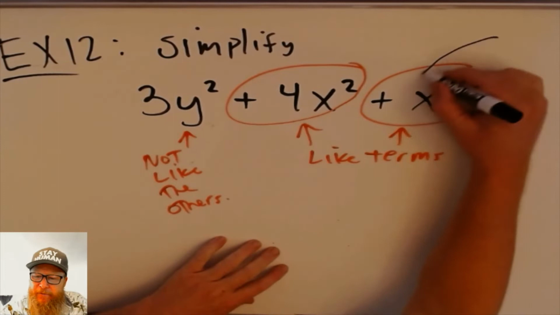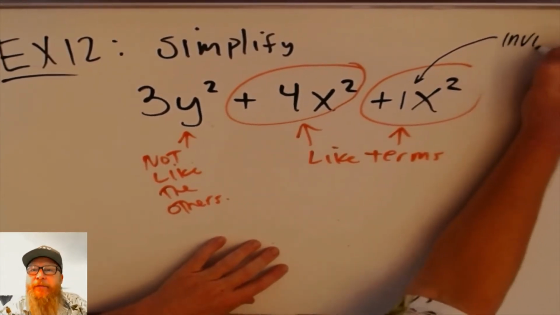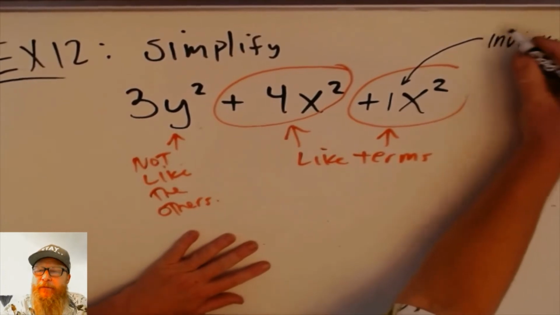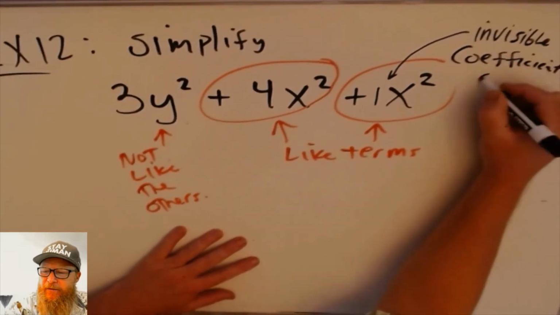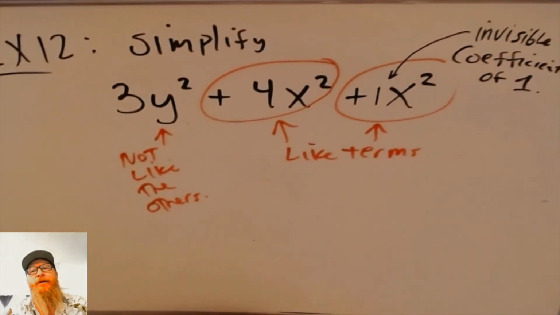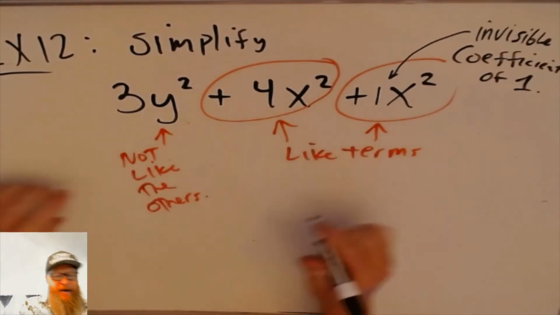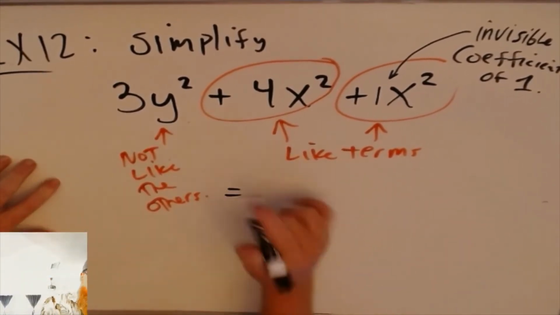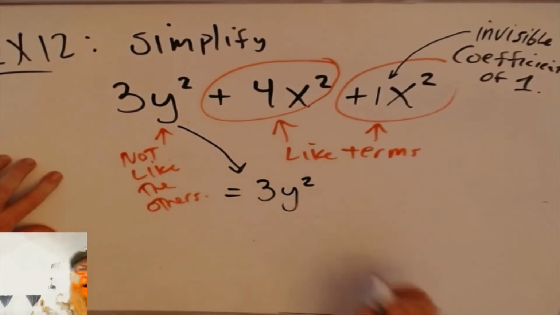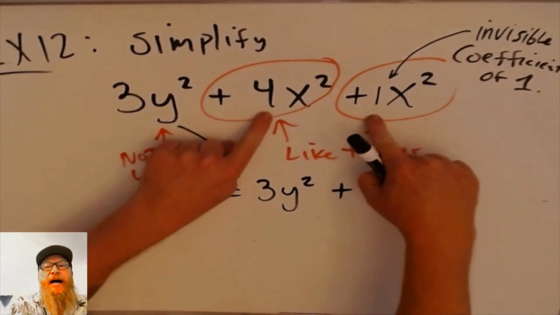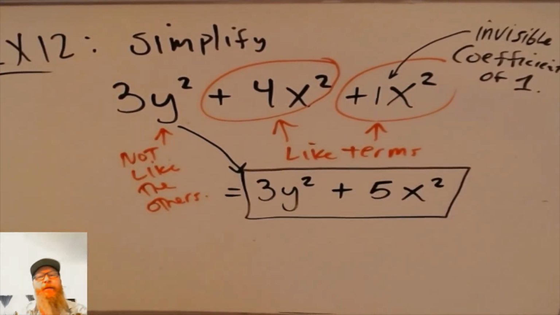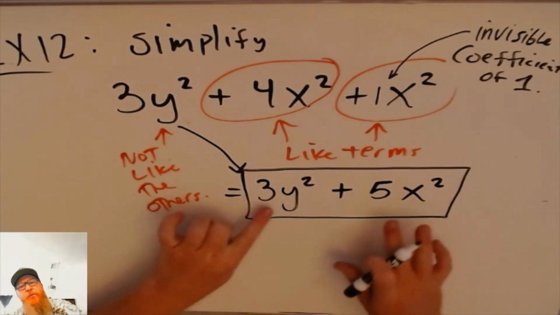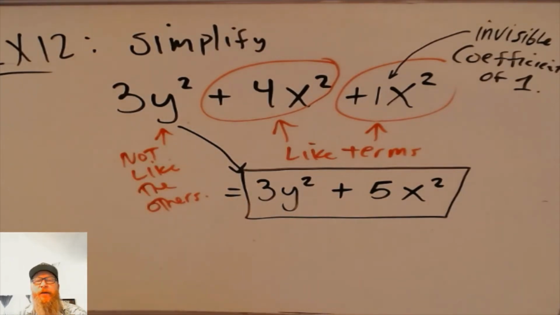There's also an invisible coefficient of 1. All right. So keep that in mind. When you combine these, the 3y squared is just going to come down, but these guys are going to add together: 5x squared. That's as good as it gets. Don't try to combine an x with a y. All right, they're not like terms.